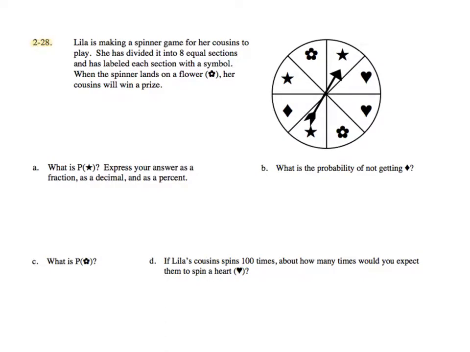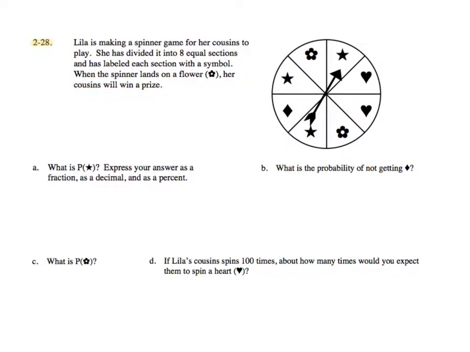2-28. Lila is making a spinner game for her cousins to play. She has divided it into 8 equal sections and has labeled each section with a symbol. When the spinner lands on a flower, her cousins will win a prize.